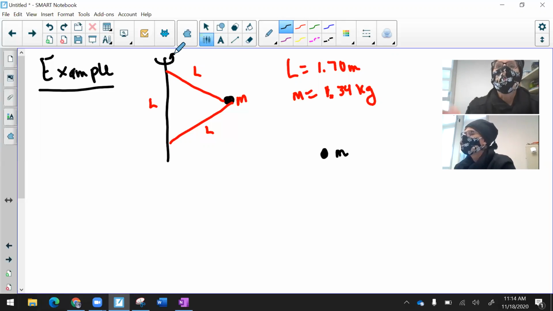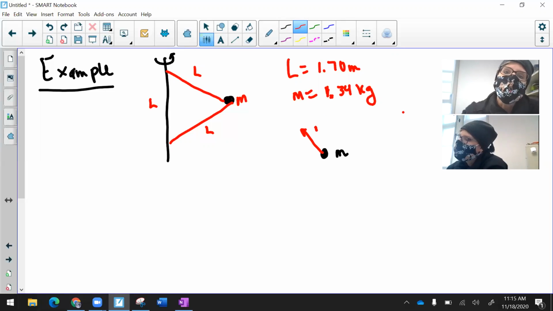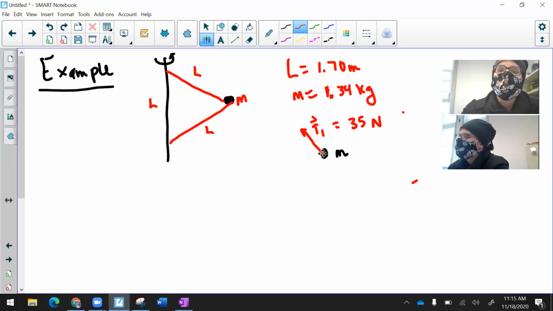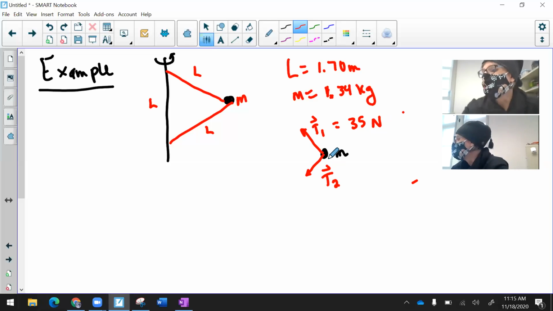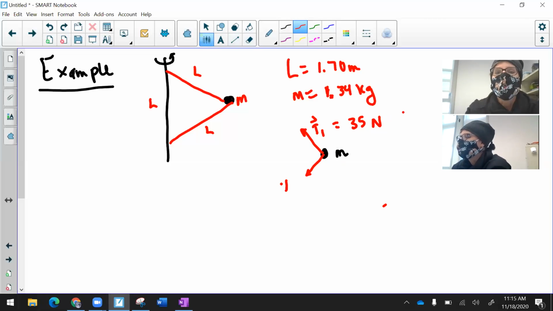Okay, so what are my forces that are acting on M? Okay, so there's how many tensions? 2. So there's a tension that goes off this way that I'm going to call tension 1 because we're told that that is 35 newtons, right? And then there's another tension that goes off that way that we're going to call tension 2. Then I'm going to move the label someplace else. Okay.